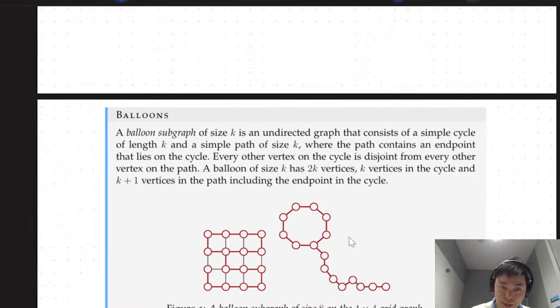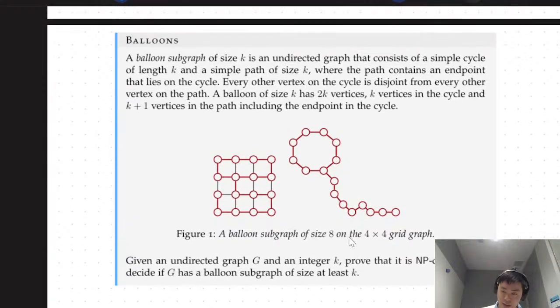Cool. And then we have one more question, which is about balloons. So let's do one more reduction, and then we'll call it a night.